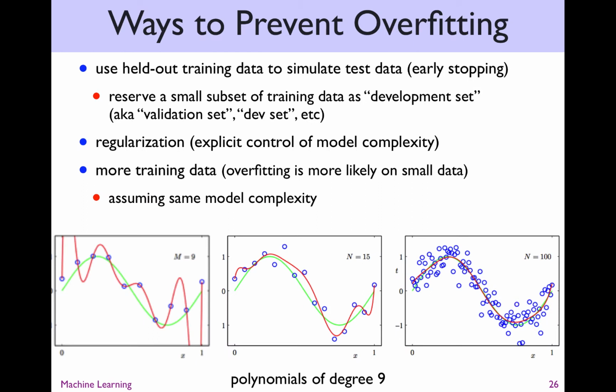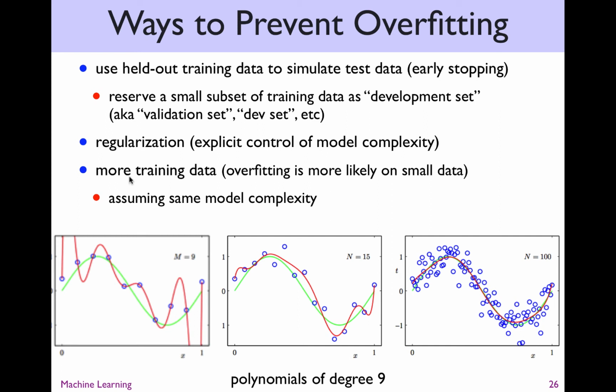So, ways to prevent overfitting. We talked about held out set a lot, right? This is also called a dev set, a development set, or validation set. Another approach is regularization. It's explicit control of model complexity. We'll talk about that more in the SVM case. That is, we want to penalize a model that is too complicated. We explicitly prefer simpler models.